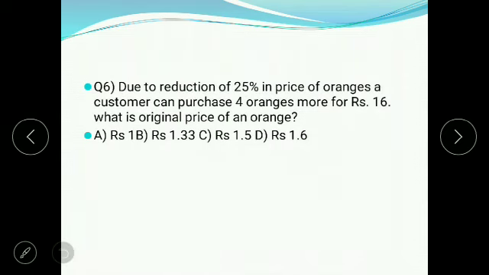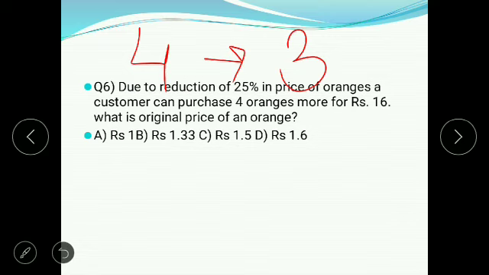So in this math problem: due to a reduction of 25% in the price of oranges, a customer can purchase 4 oranges more for rupees 16. What will be the original price of an orange? So now let's assume the cost price is 4. After deducting 1/4, because 25% means 1/4, the price of an orange becomes 3.